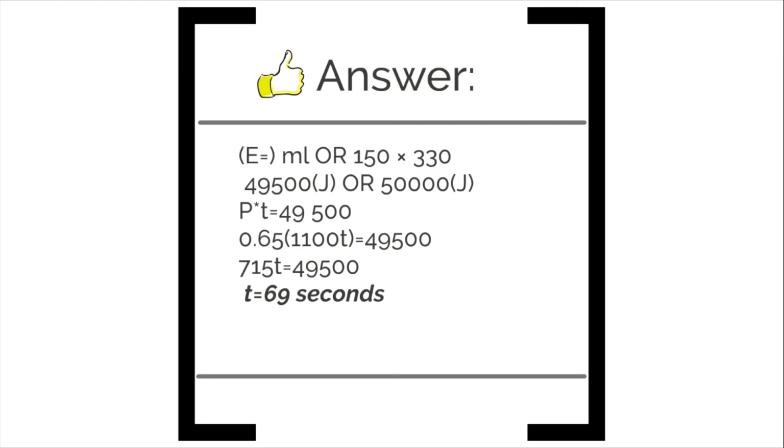So P times T is equal to 49,500, and since the 65% of power is given, we can substitute and write it as 0.65 times 1100 T is equal to 49,500, and when we further calculate, we can find out T. So 715 T is equal to 49,500, and T is equal to 69 seconds. Over here, you do not have to change the mass in grams to kilograms, as the specific latent heat is also given in joules per gram instead of joules per kg. So it is not required to change the unit.